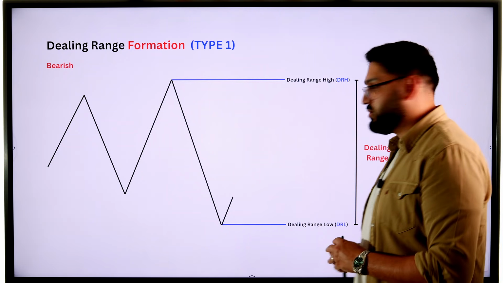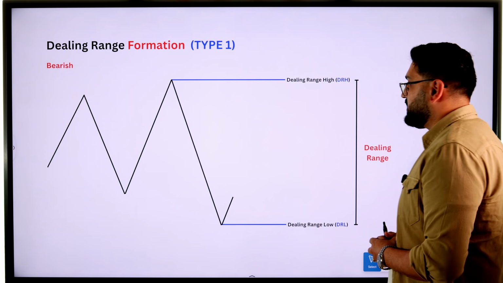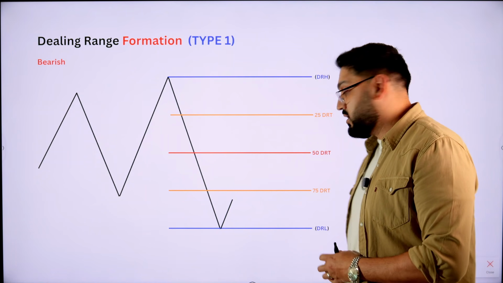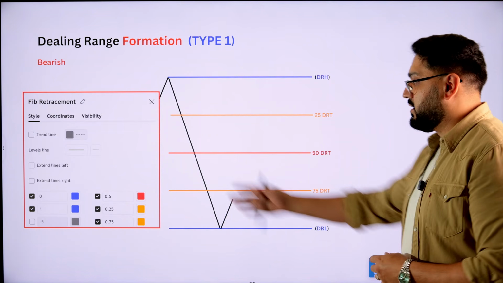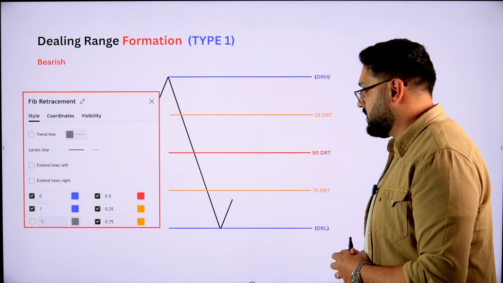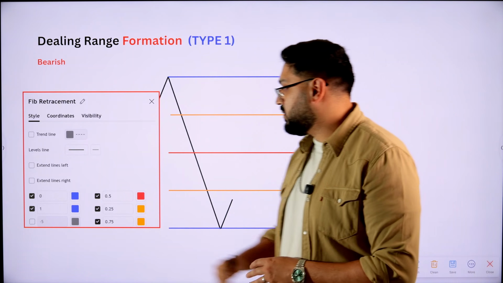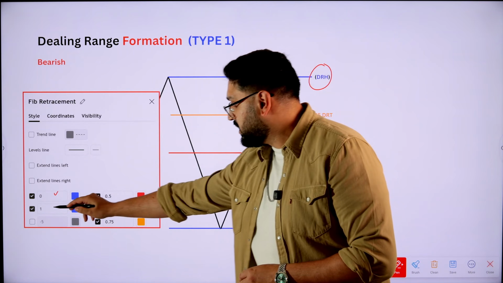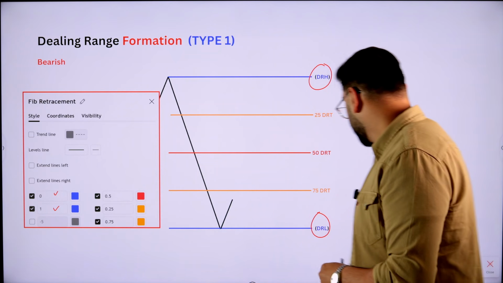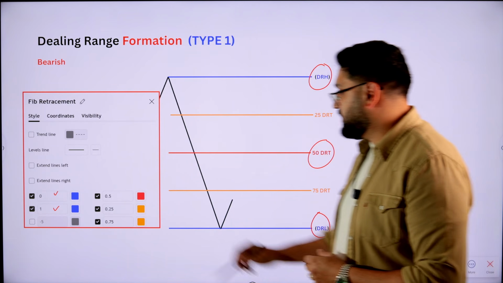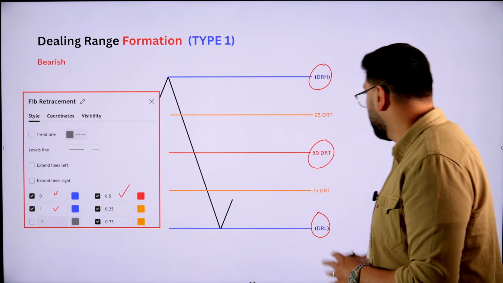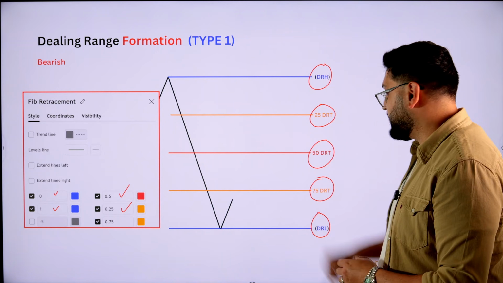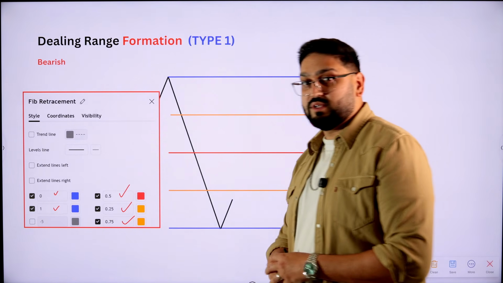Once we have this information, we're then able to grade this entire range into quadrants, where we can plot a fib tool from the dealing range high to the dealing range low. And this is what it looks like on the fib settings. The dealing range high will be our 0 level. The dealing range low will be our positive 1 level. The 50 DRT level will be 0.5. The 25 DRT level will be 0.25. And of course, the 75 DRT level will be 0.75.